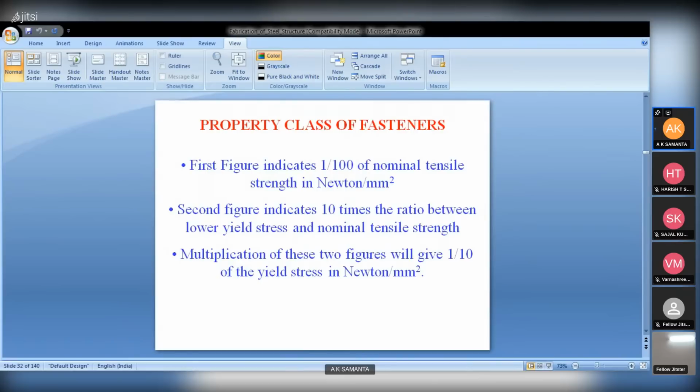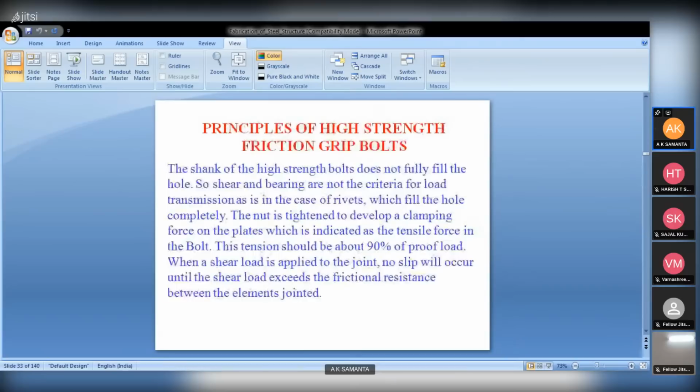And multiplication of these two figures will give the actual yield stress, that is the minimum. So that is again the same thing, 10 into 9, that is 900 is the yield strength. So this is the meaning of the bolt grade. This is a very small thing to understand, but unless we understand it, we will employ the wrong bolt at the site. As a result, the structure may fail.